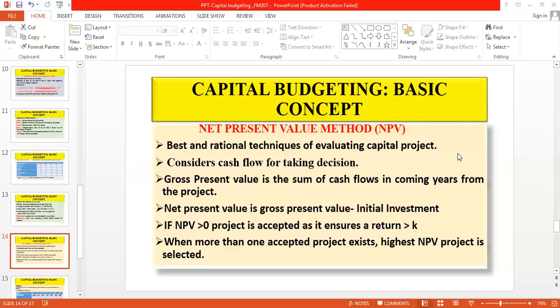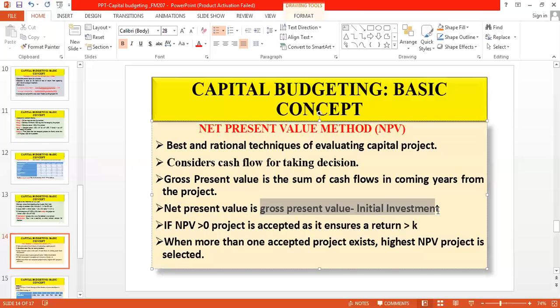Just apply this formula and calculate the present value of the cash flow of each year, then add the present values of cash flows, and you will get the gross present value. From gross present value, what you have to do? You have to calculate net present value. It is gross present value minus initial investment. So this is the formula of calculating net present value, which we have shown here by Z marking.